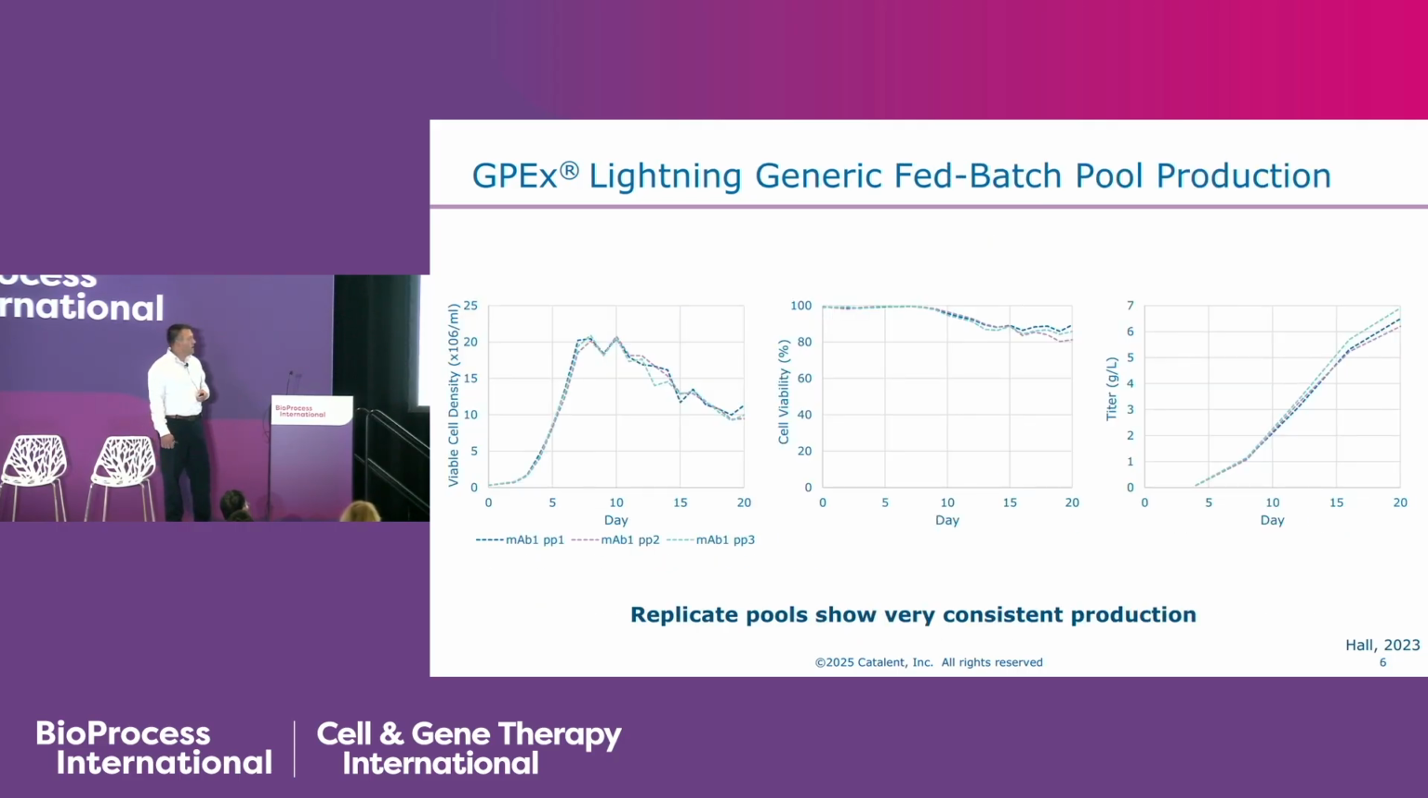So here, this is kind of displaying the consistency of the system. So this is 3 replicate pools. So 3 different transfections for a mAb antibody. Pools are selected and then put into production. This is a generic fed batch production of the pool. You can see the VCDs track very nicely, very consistent viabilities and titer, all pretty spot on.